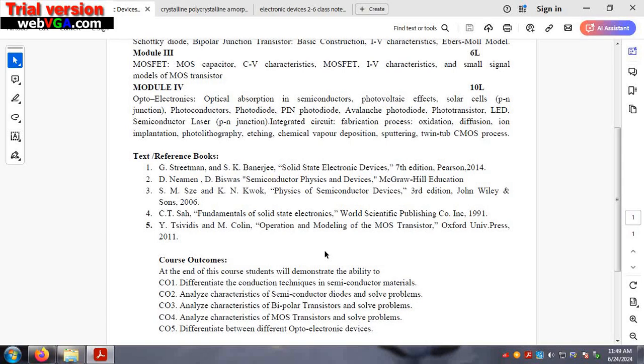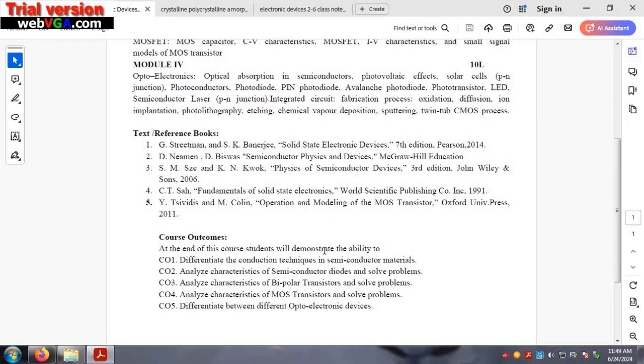you have to learn the course outcome of this subject. Course outcome means after the completion of this syllabus, what you have to learn. That is CO1, differentiate the conduction techniques in semiconductor material. CO2, analyze characteristics of semiconductor diode and solve related problems. CO3, analyze characteristics of bipolar transistor. CO4, analyze characteristics of MOS transistor. CO5, differentiate between different optoelectronic devices.